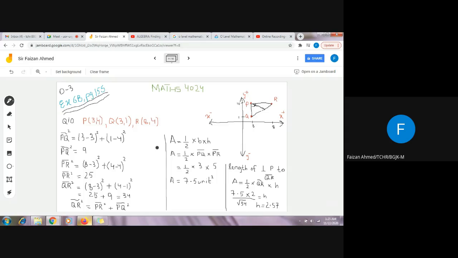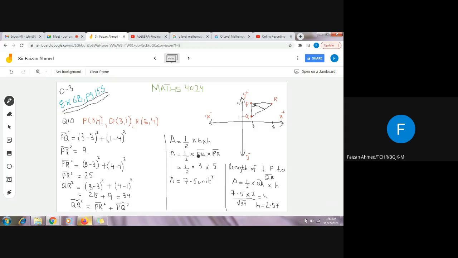Moving on to the next part, in which I have to find the perpendicular distance from P to QR. What will I do first? I will find the area of the triangle first, since I know the base and the height. The area of the triangle is half into base multiplied by height. I know that the base and the height are perpendicular to each other. So I can take PQ as the base and PR as the height, or I can also take PR as the base and PQ as the height. Both will give me the same answer.